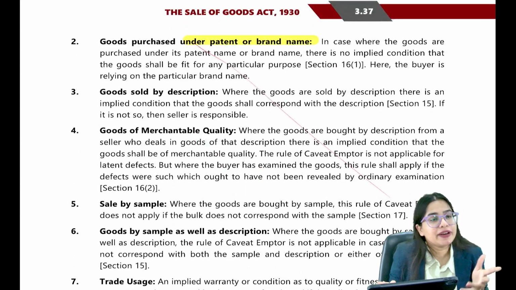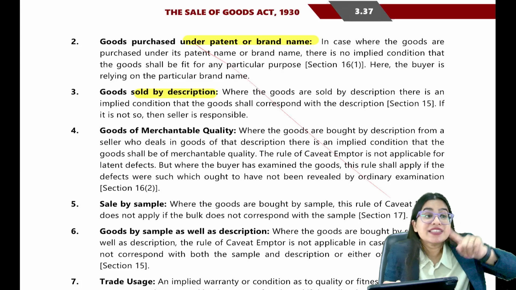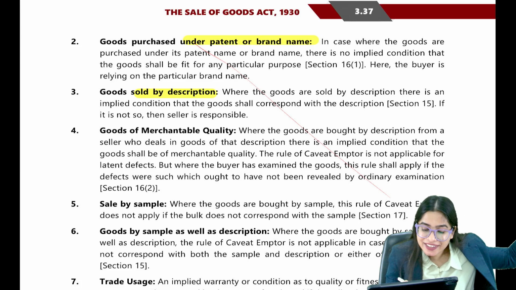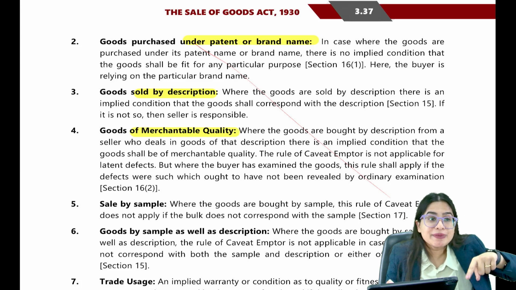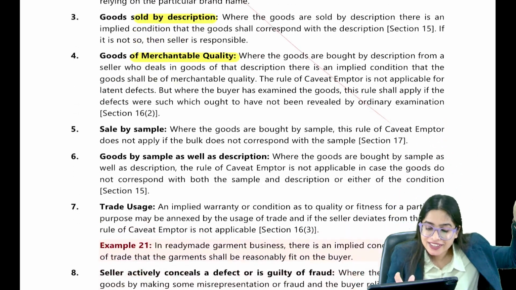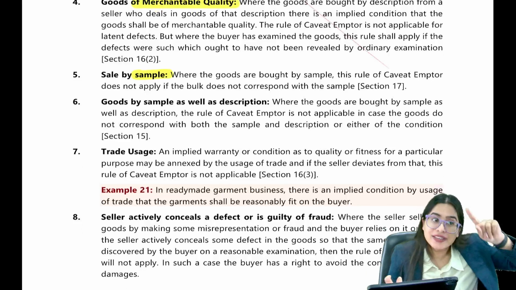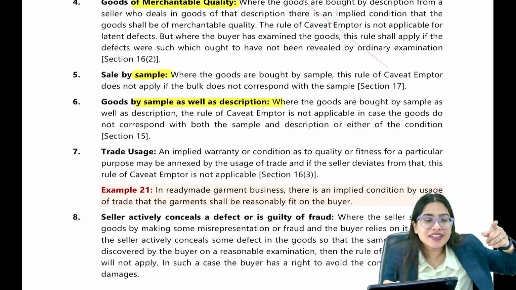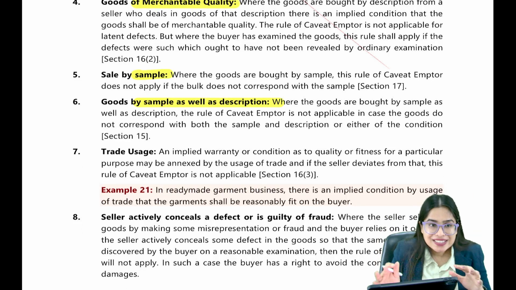Goods purchased under patent or brand name. Goods sold by description. Same, we did it in implied condition. Goods not of merchantable quality. Same, we did it in implied condition. Goods sold by sample. Same. Goods sold by sample as well as description. So you know what? This is nothing new.